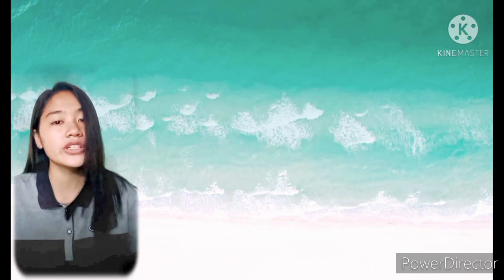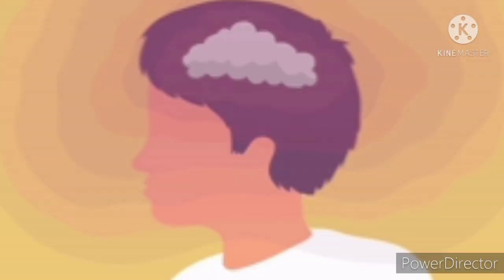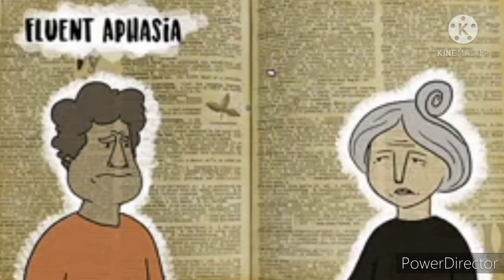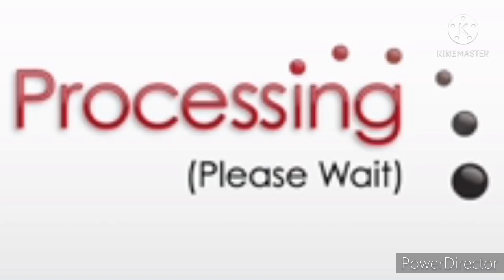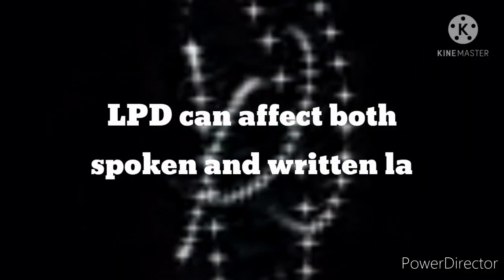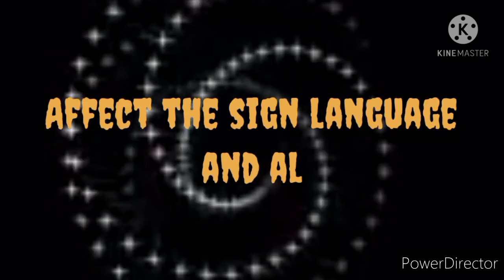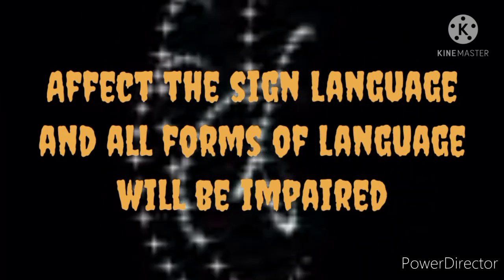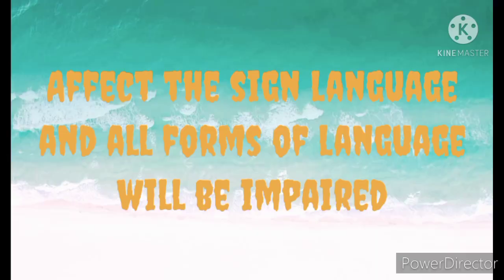According to the Learning Disability Association of America, in language processing disorder, there is difficulty attaching meaning to sound groups that form words, sentences, and stories. For example, language disorder can affect both spoken and written language and can also affect sign language. Typically, all forms of language will be impaired.